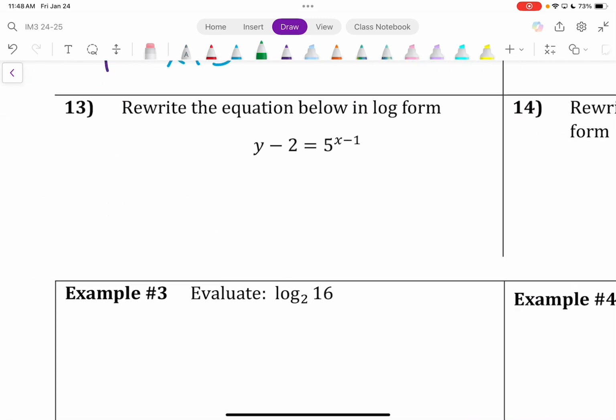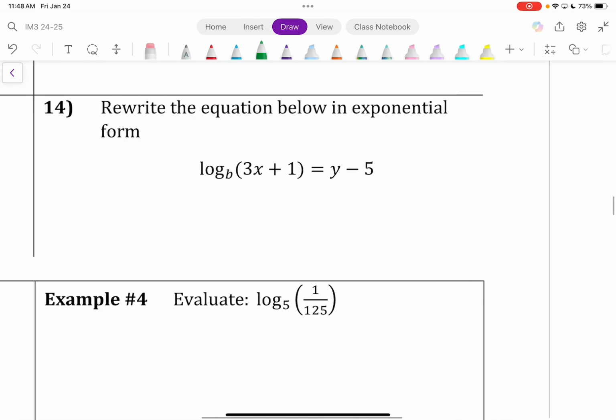Number 13. Y minus 2 equals 5 to the x plus 1. Let's see. We haven't heard from a few of you guys. So, what is the base for number 13? AJ, what is the base for number 13? 5. So it's log base 5 of what is the answer for number 13? Leo, what is the answer for number 13? Log base 5 of what? Y minus 2 equals x plus 1. Okay.